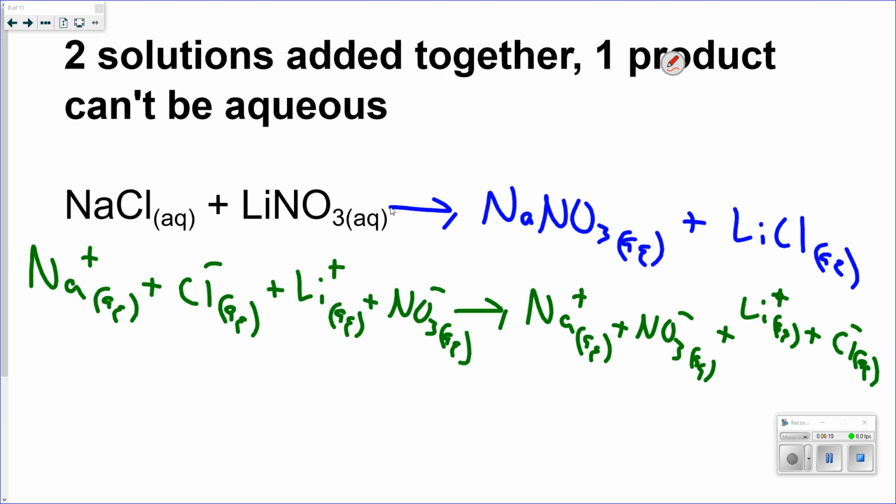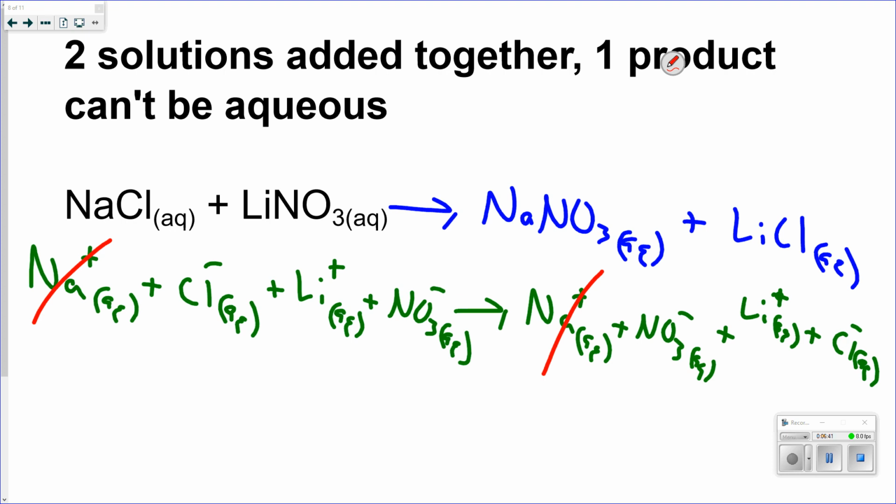Colton, can you give me one spectator ion in this reaction? Sodium. Here's Na plus aqueous, here's Na plus aqueous. It's the exact same. So in other words, it kind of cancels each other out. It did not change. Frigno, give me another one.